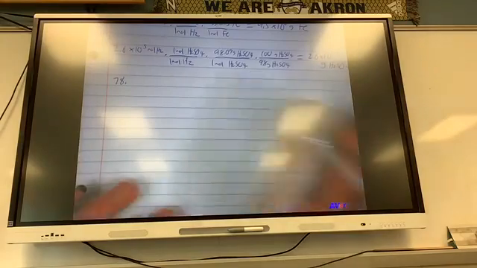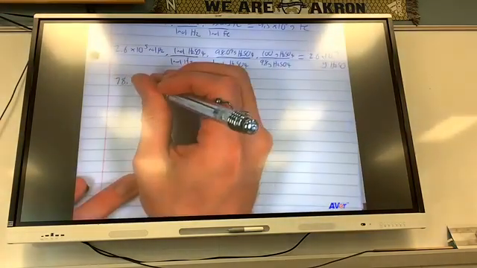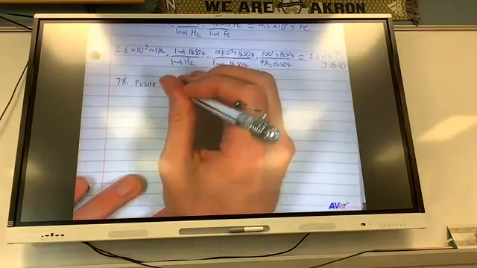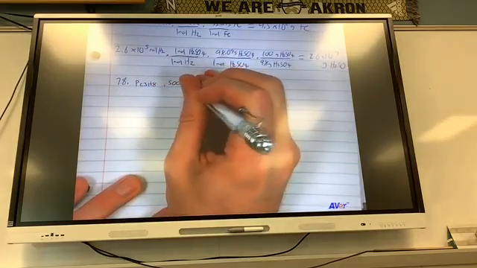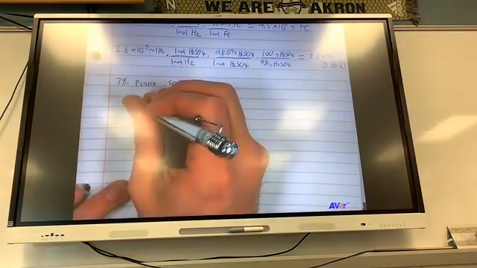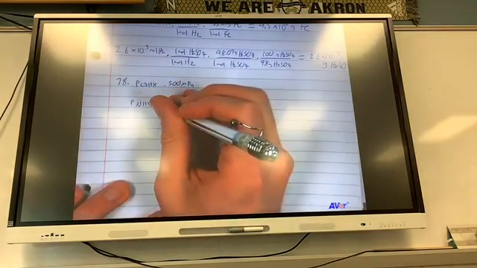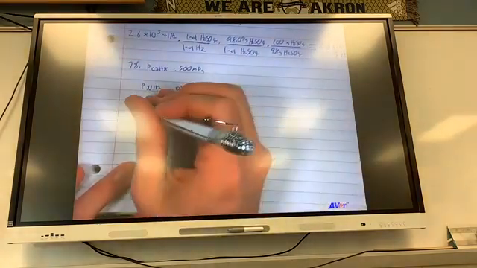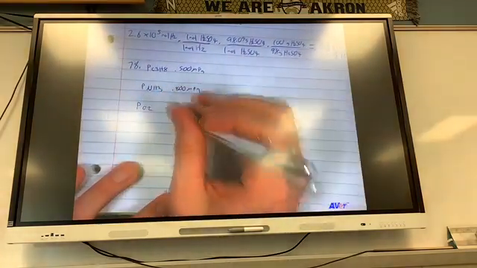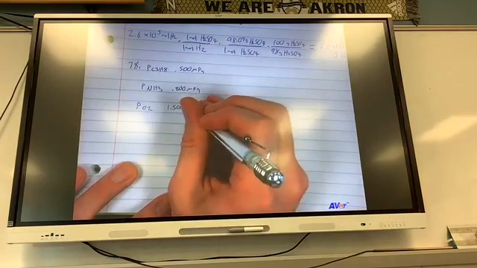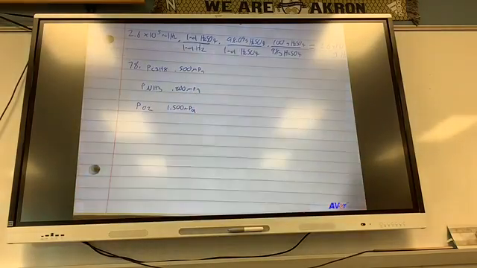So on 78, I have a pressure of C3H8, which is 0.500 megapascals. Agreed? That was given. I have a pressure of NH3, which was 0.800 megapascals. And they also gave me a pressure of O2, which was 1.500 megapascals.